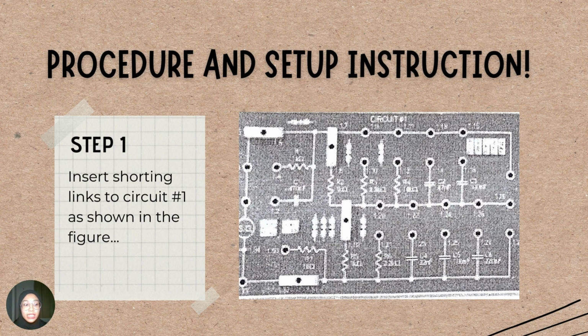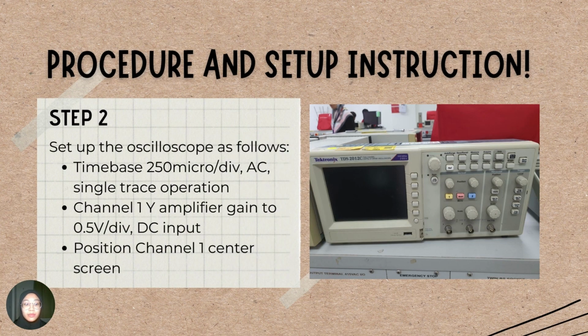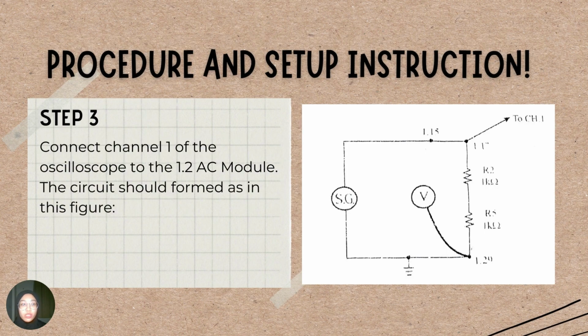The first step is to insert shorting links to circuit 1, as shown in the figure. Then step 2, set up the oscilloscope as follows: time base 250 microseconds per division, AC single trace operation, which you can find on the button on the oscilloscope, and Y amplifier gain for channel 1 to 0.5 volt per division, DC input, and also position channel 1 at the center of the oscilloscope screen.